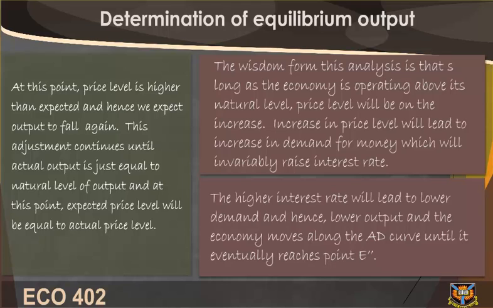The wisdom from this analysis is that as long as the economy is operating above its natural level, price level will be on the increase. Increase in price level will lead to increase in demand for money, which will invariably raise interest rate. The higher interest rate will lead to lower demand and hence lower output, and the economy moves along the AD curve until it eventually reaches point E prime prime.